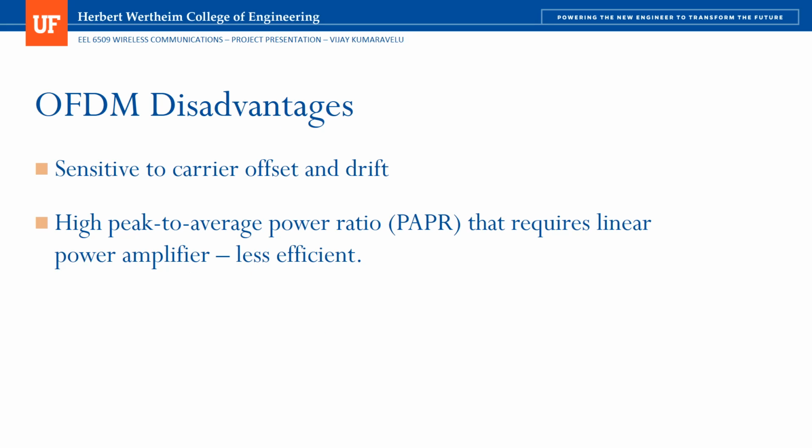The main disadvantages of OFDM are that it's sensitive to carrier offset and drift, and it has a high peak to average power ratio, PAPR, which is the main idea of this project. So we will be dwelling on how to find a solution to this problem. This problem is very critical in today's applications because when you have high PAPR, you will require a linear power amplifier, and that will lead to less efficiency. In today's mobile devices era, it is very important to have high power efficiency, which will eventually lead to higher battery life.